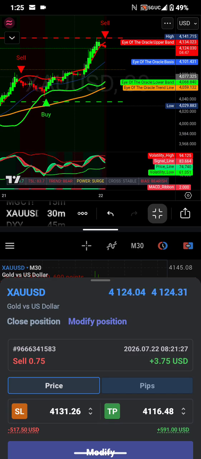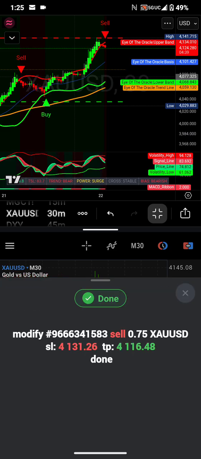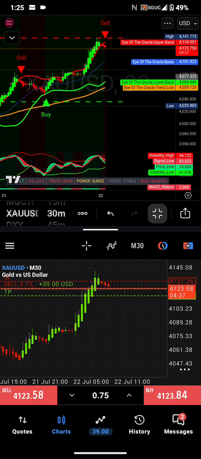It's letting us know we're going to lose $517 to make $591, based on what we risked. But we're not doing that because we're getting out at a $75 loss. Right, so now our trade is in. You can see we are up $48.